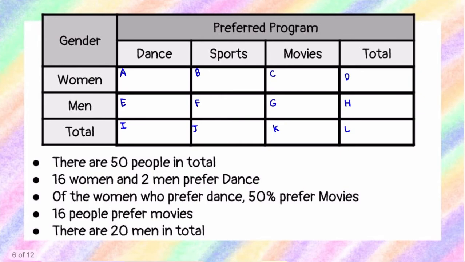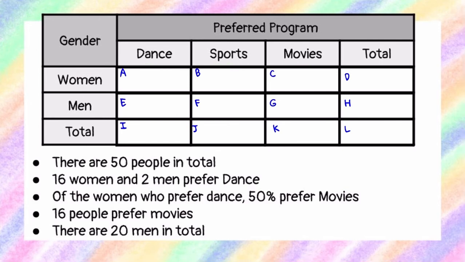Okay, let's look at one where nothing is actually filled in and we're just looking at clues. Clue number 1, there are 50 people in total. Okay, let's look at our chart. We have women and men and then the total. We have dance, sports, and movies and the total. And we have quite a few boxes to fill in.